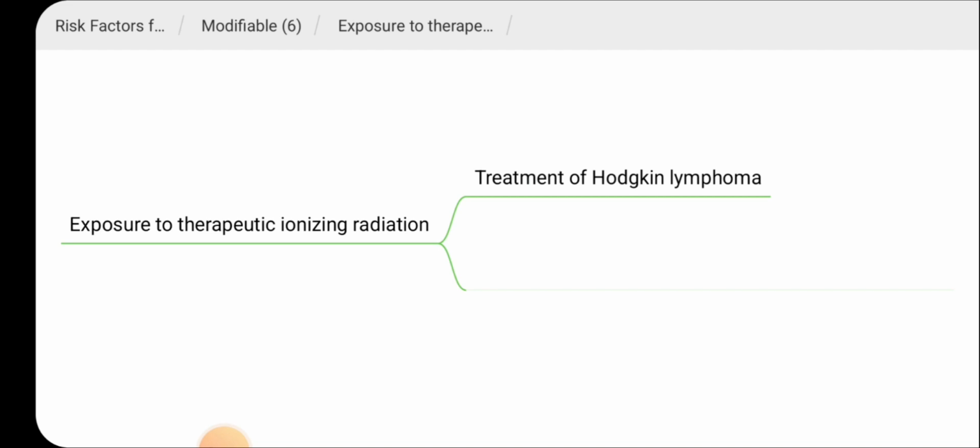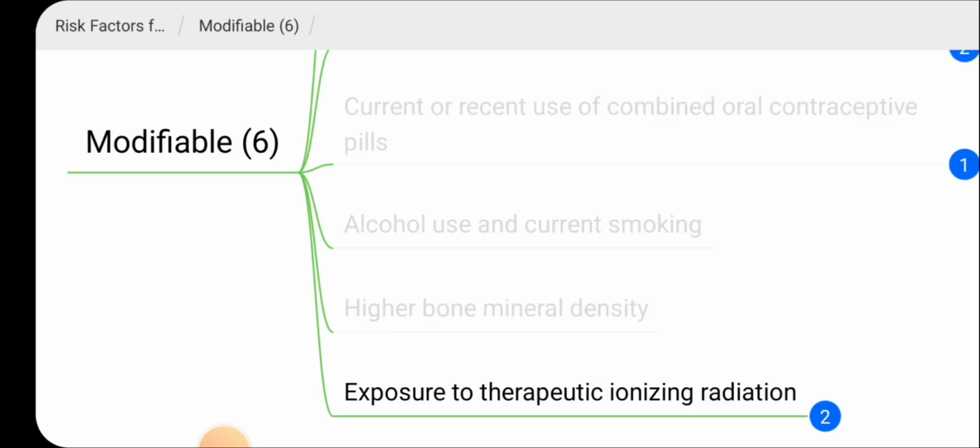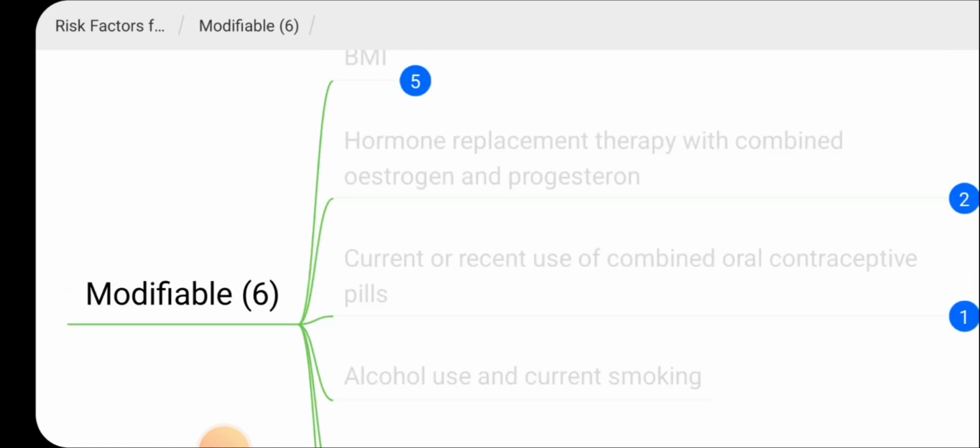This exposure to therapeutic ionizing radiation can occur in treatment of Hodgkin lymphoma and also in survivors of atomic bomb or nuclear power plant accidents. So, exposure to therapeutic ionizing radiation is a risk factor. So, those are the modifiable risk factors.